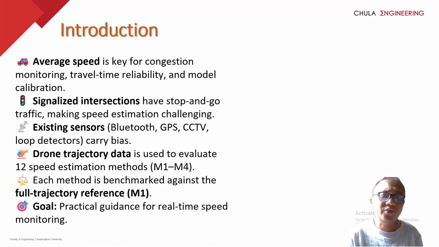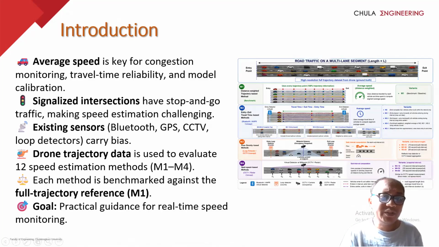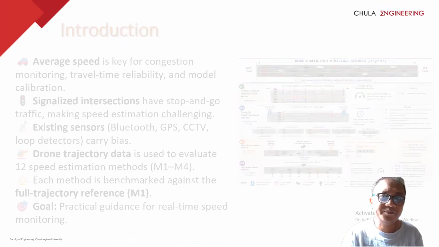Those are in 4 different categories. Each of these methods is benchmarked against the full trajectory reference, that is the M1 method. M1 is the distance-weighted trajectory-based method. The practical goal of this presentation is to provide guidance for real-time speed monitoring.